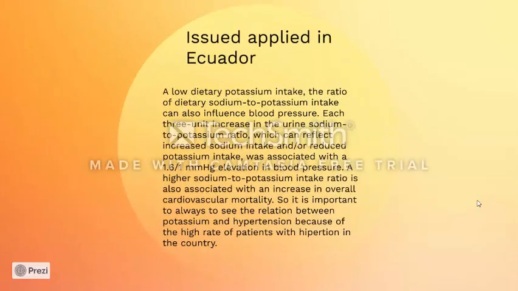Now, clinical application. Low dietary potassium intake: the ratio of dietary sodium to potassium intake can also influence blood pressure. Each 3-unit increase in the urine sodium to potassium ratio, which can reflect increased sodium intake and/or reduced potassium intake, was associated with a 1.6/1 millimeters of mercury elevation in blood pressure. A higher sodium to potassium intake ratio is also associated with an increase in overall cardiovascular mortality. So it is important to always see the relation between potassium and hypertension because of the high rate of patients with hypertension in the country.